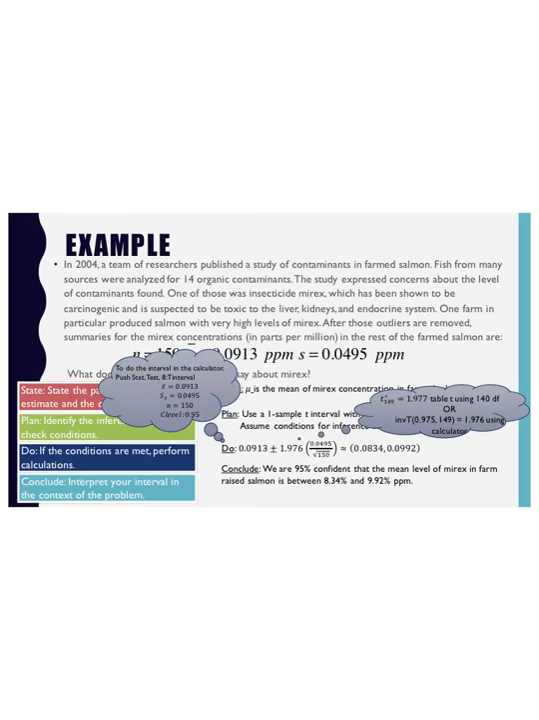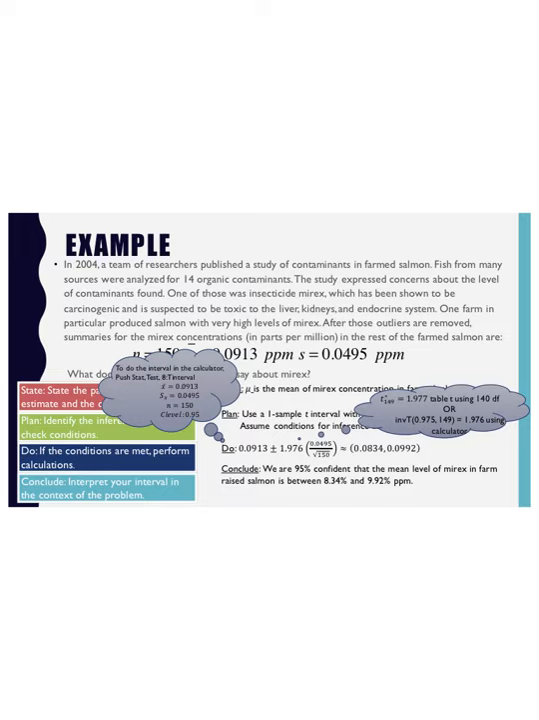So, in our next example, in 2004, a team of researchers published a study of contaminants in farmed salmon. Fish from many sources were analyzed for 14 organic contaminants. The study expressed concerns about the level of contaminants found. One of those was the insecticide Mirex, which has been shown to be carcinogenic and is suspected to be toxic to the liver, kidneys, and endocrine system. One farm in particular produced salmon with very high levels of Mirex.